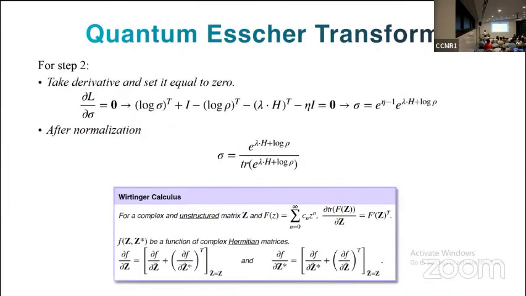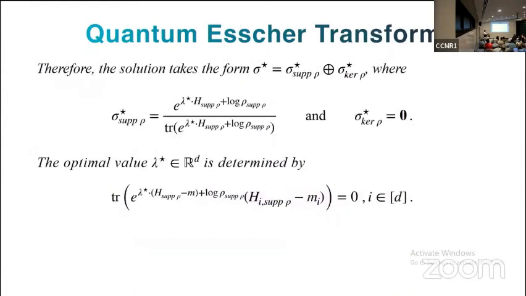To get into the details of step two, we first use two important results from this calculus in this toolbox. With these, we can take the derivative of the Lagrangian and set it equal to zero. It gives the expression of sigma, which also takes the exponential form of lambda times H plus log rho, divided by the trace after normalization. So it leads to the full form solution of sigma, as I mentioned in Theorem one.